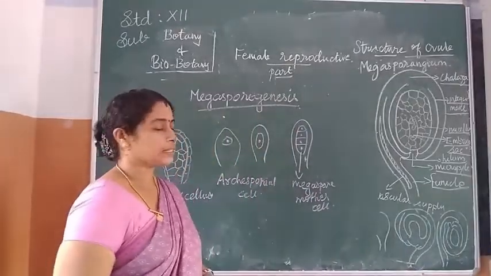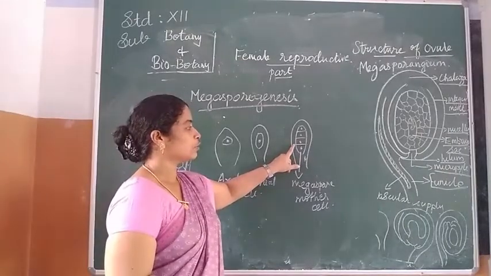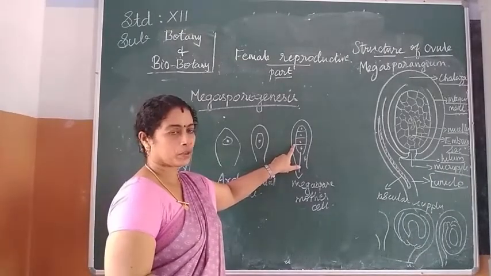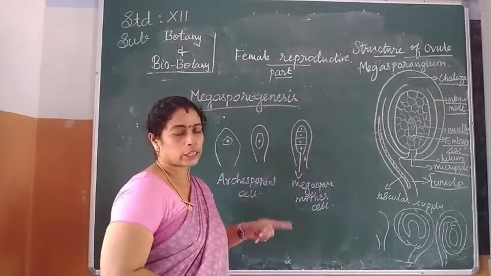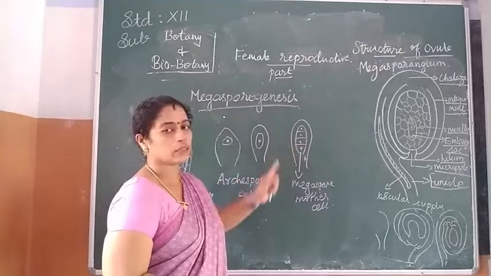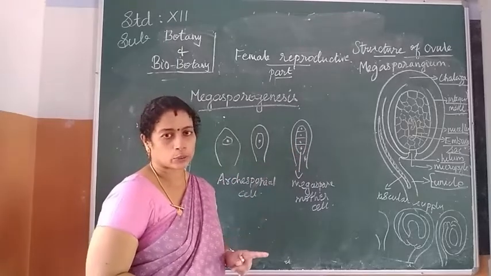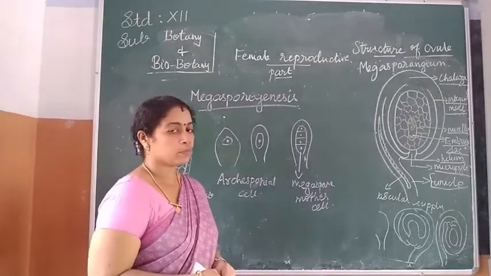Then, in some cases, these four cells will take part in megaspore formation. That is megaspore formation. In other cases, only one cell will be taking part in the megaspore formation. Based on the formation of megaspore, that is the embryo sac.